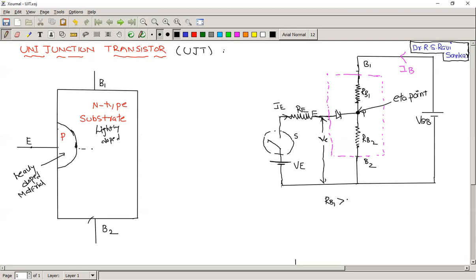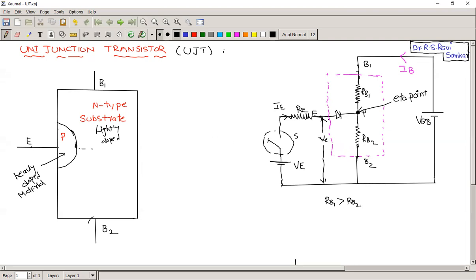RB1 is greater than RB2 because the emitter terminal is always near to the base 2 terminal. That's why the upper region is more, so the resistance RB1 is more compared to RB2. Now this is the equivalent circuit of the UJT. We can represent the UJT as two resistors and a diode. This point P is nothing but the eta point.